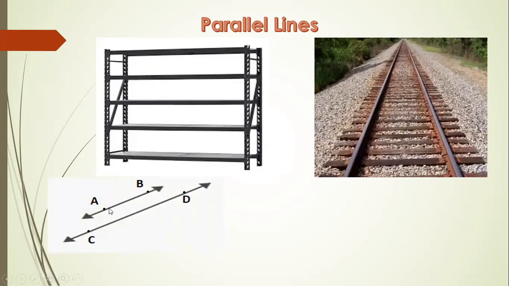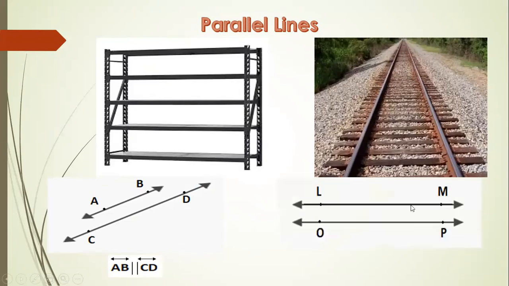Now, for example, line AB and line CD. If I extend both of them, they are never going to meet at any point. So these two lines are parallel to each other. Parallel lines are represented with the help of these two straight lines. So line AB and line CD are parallel to each other. Similarly, line LM and line OP are parallel to each other. No matter how far they are extended, they are never going to meet at any point.